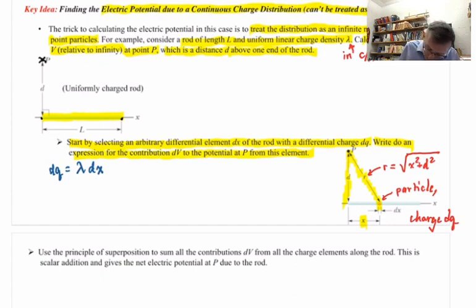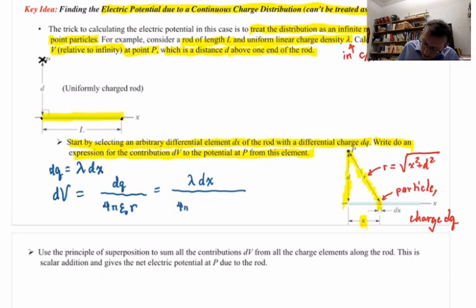And now the contribution to the potential from this little piece, we'll call it dV, at point P, would be, now you get to treat that little piece as a point particle. So it's the charge of that little piece, dq, over 4 pi epsilon 0, and then r representing the distance from dq to point P. Then just write dq as lambda times dx, and write r as the square root of x squared plus d squared. And we've done our first big step.